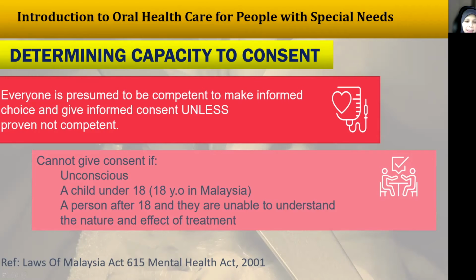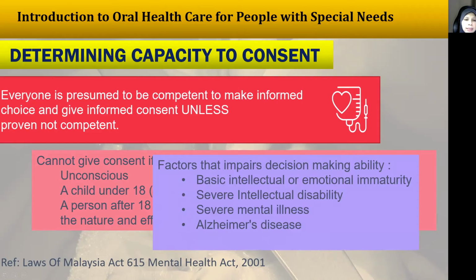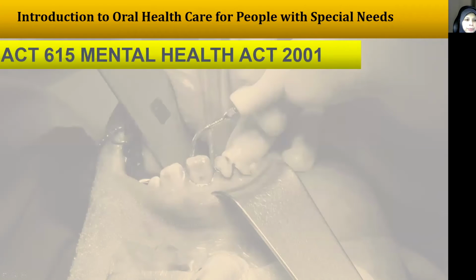And a person after 18 who is unable to understand the nature or the effect of the treatment is also not allowed to consent. This is according to the Mental Health Act 2001. Okay, there are factors that impact decision-making ability. The first one is basic intellectual or emotional immaturity, severe intellectual disability, severe mental illness, and Alzheimer's disease. These conditions experienced by the patients may affect their decision-making ability.